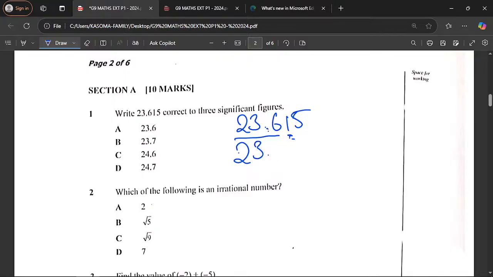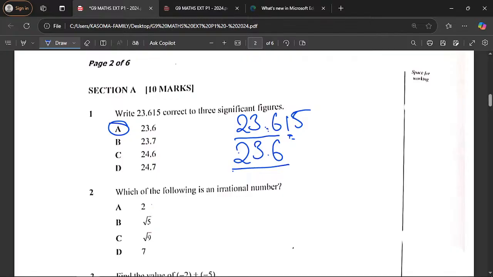Now, is 1 greater than or equal to 5? We know that 1 is less than 5. So that means we can add nothing to 6, or we can add 0 to 6, which will be 6 still. So 23.615 correct to 3 significant figures will give us 23.6. So the correct answer is A. Okay, the correct answer is A.